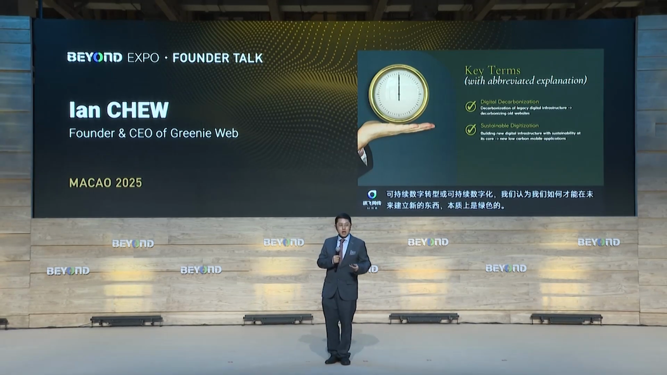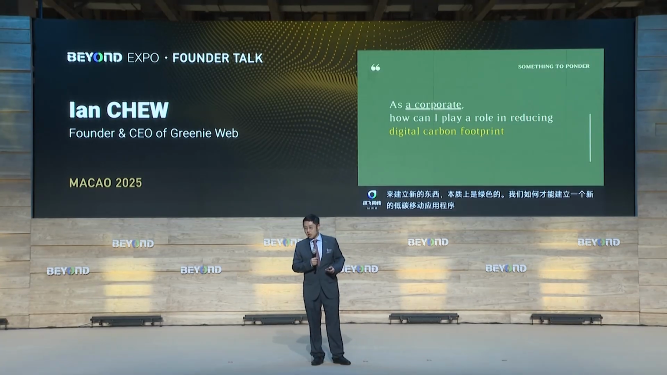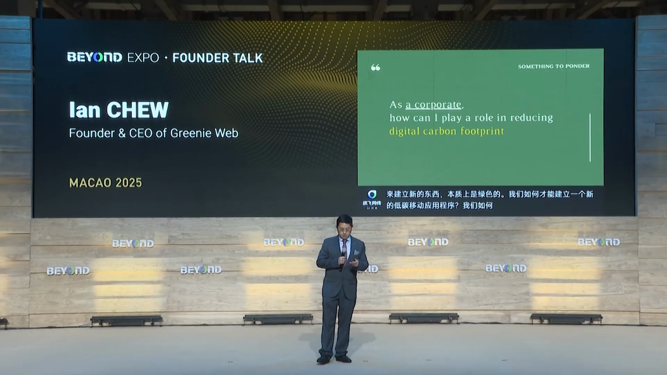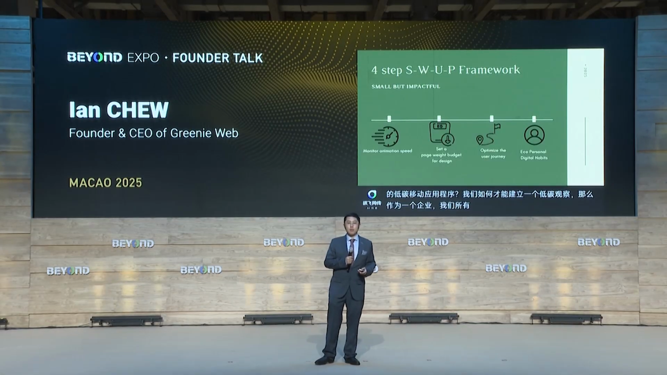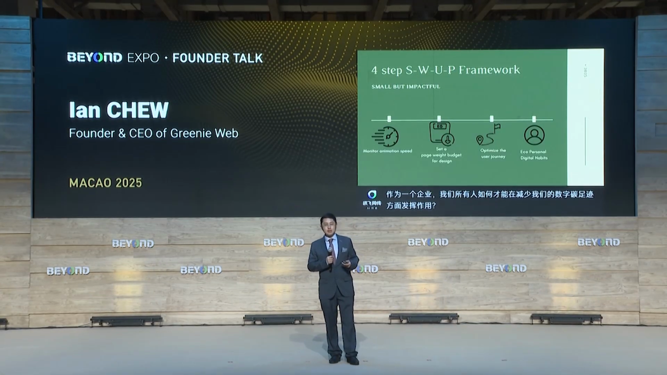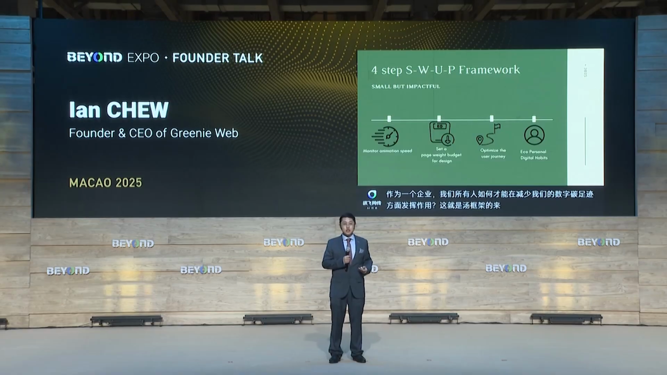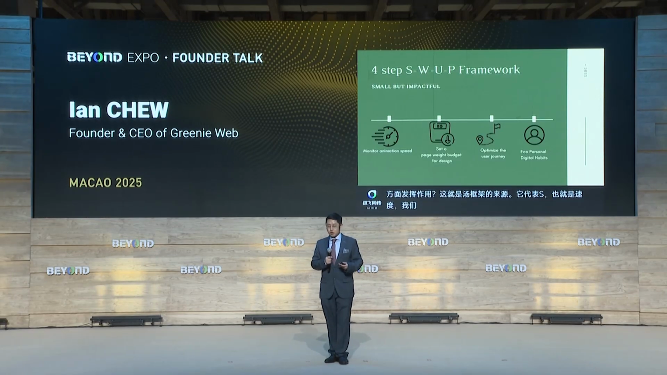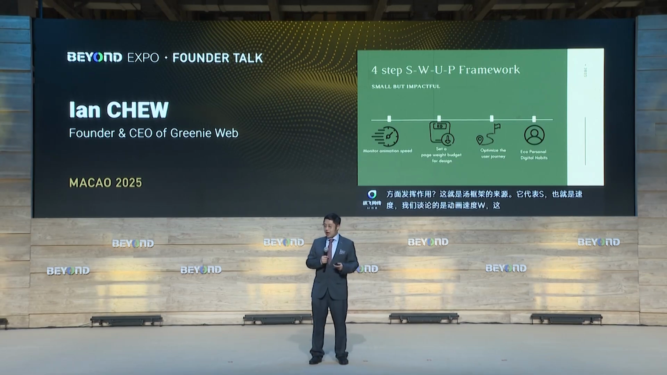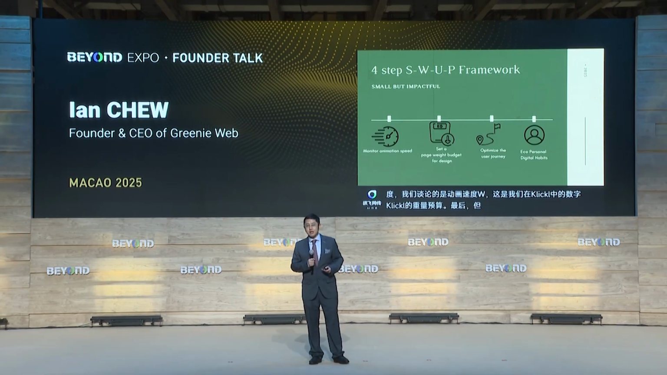How can we build a low carbon blockchain? So as a corporate, how can all of us play a role in reducing our digital carbon footprint? And this is where the SWOOP framework comes about. It stands for S, which is speed, where we talk about animation speed. W, which is a weight budget for our digital infrastructure. And last but not least, U for user journey, and P for habits.